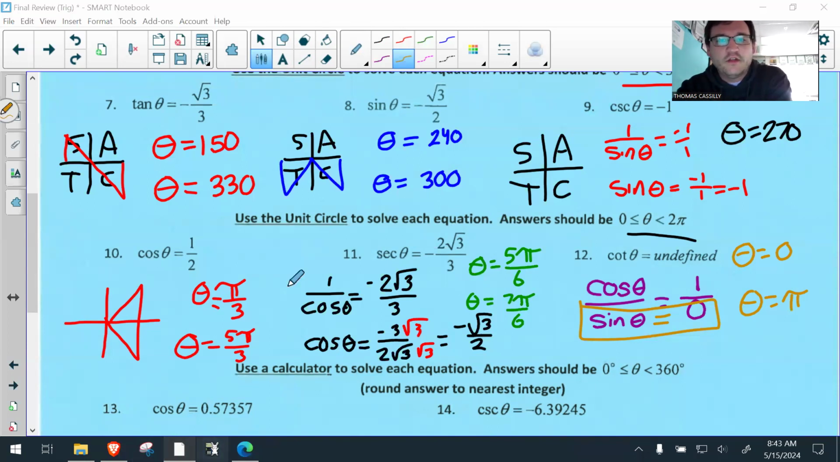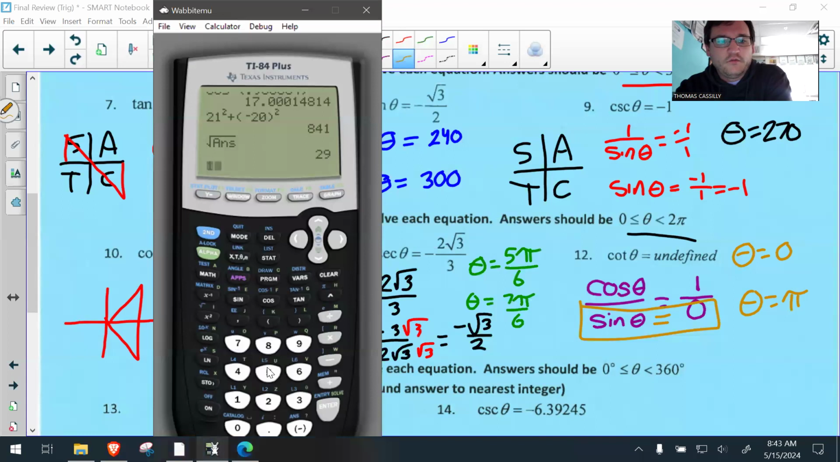You type that into your calculator, it's going to say error, right? 1 divided by 0, it gives you that error, divided by 0. That is your calculator's way of saying undefined.